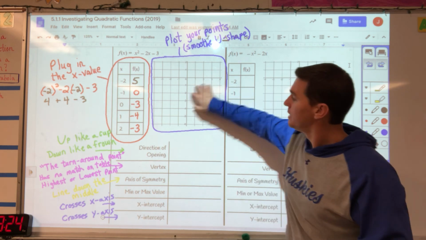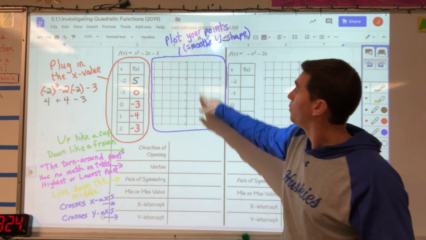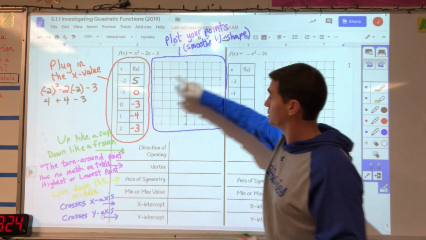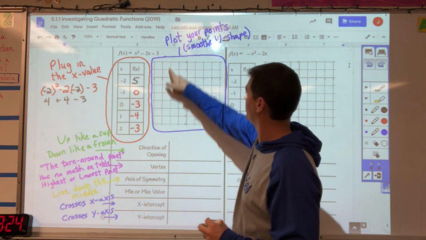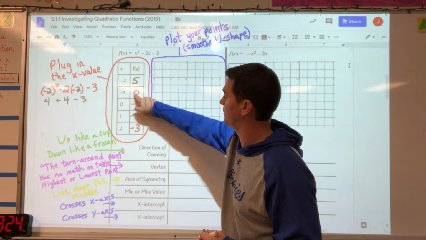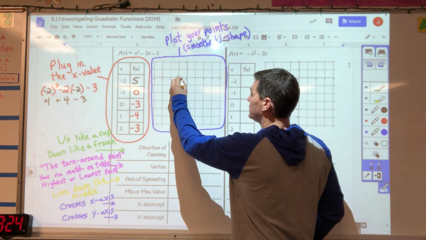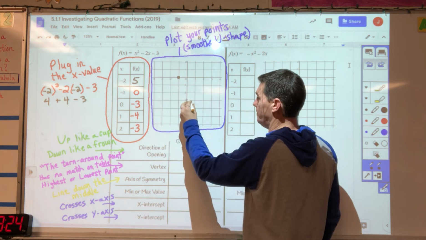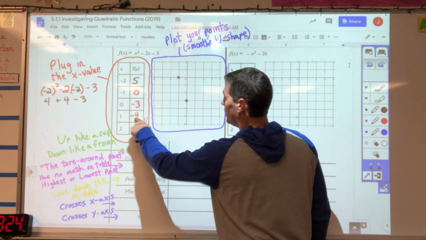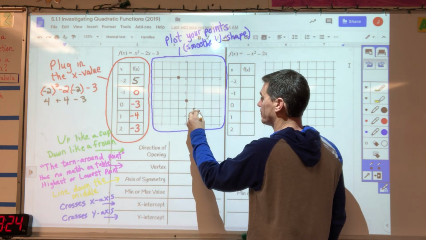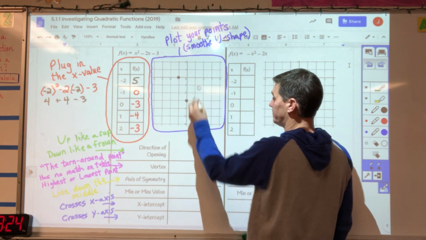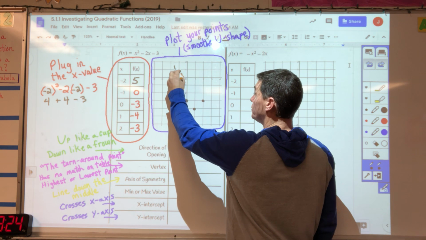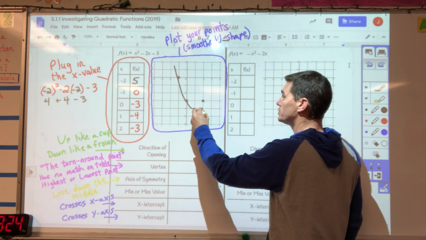All right, now how do we get from the table to the graph? We just plot our points using a smooth U-shaped curve. All right, so my first point, -2, 5, doesn't fit on here. So I go to my next point, -1, 0. I don't go up or down, I stay right there. 0, -3, 1, -4, 2, -3, and here we go. I connect it with a smooth U shape.